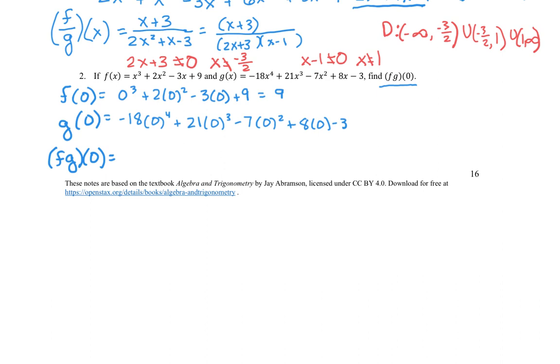And for g of 0, we get -3. So what we need to do is take the two answers from f of 0 and multiply it by g of 0, and we will get -27 as our answer. And that's the end of the first video to section 3.4.